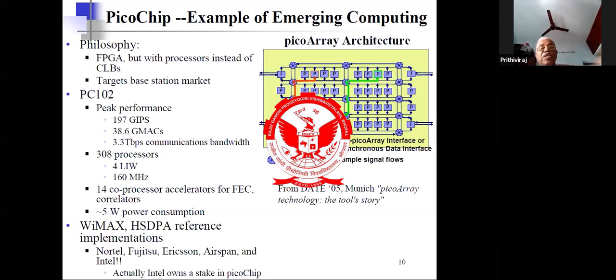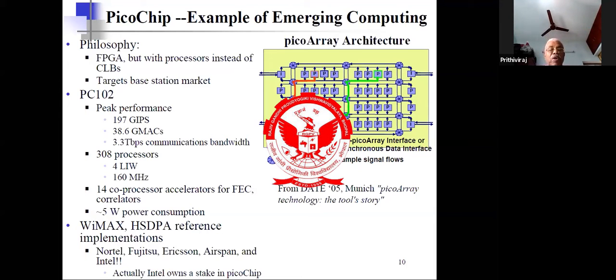Typically, what it says is FPGA, but with processors instead of CLBs, targeting the base station market. The peak performance is going up to 197 GMACS, and we have 38.6 GMACS, 3.3 terabits per second of communication bandwidth, and 308 processors. These are the types of speeds at which we are working. Along with this, we have 14 co-processor accelerators for FEC or Linux. The maximum power consumption is as low as 5 watts.